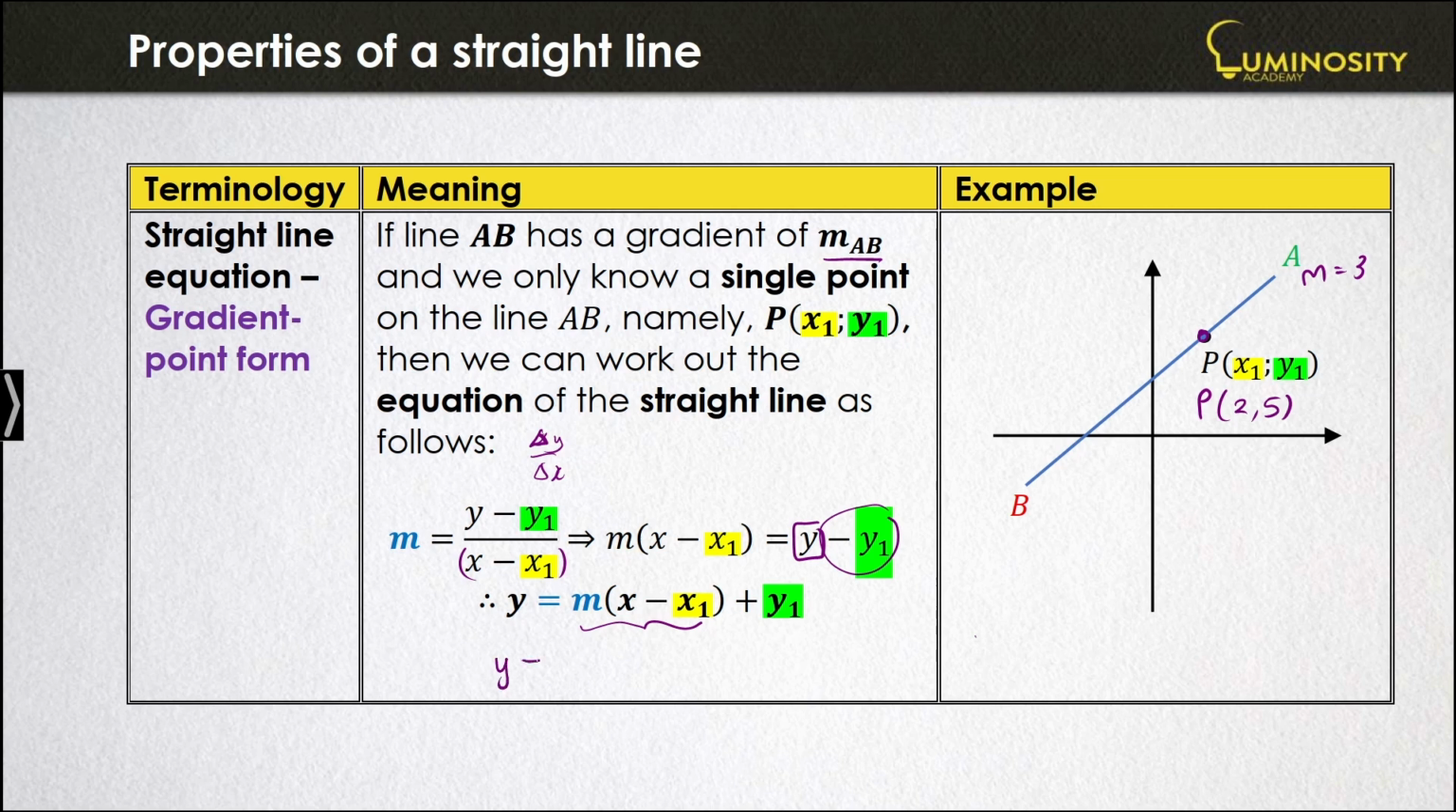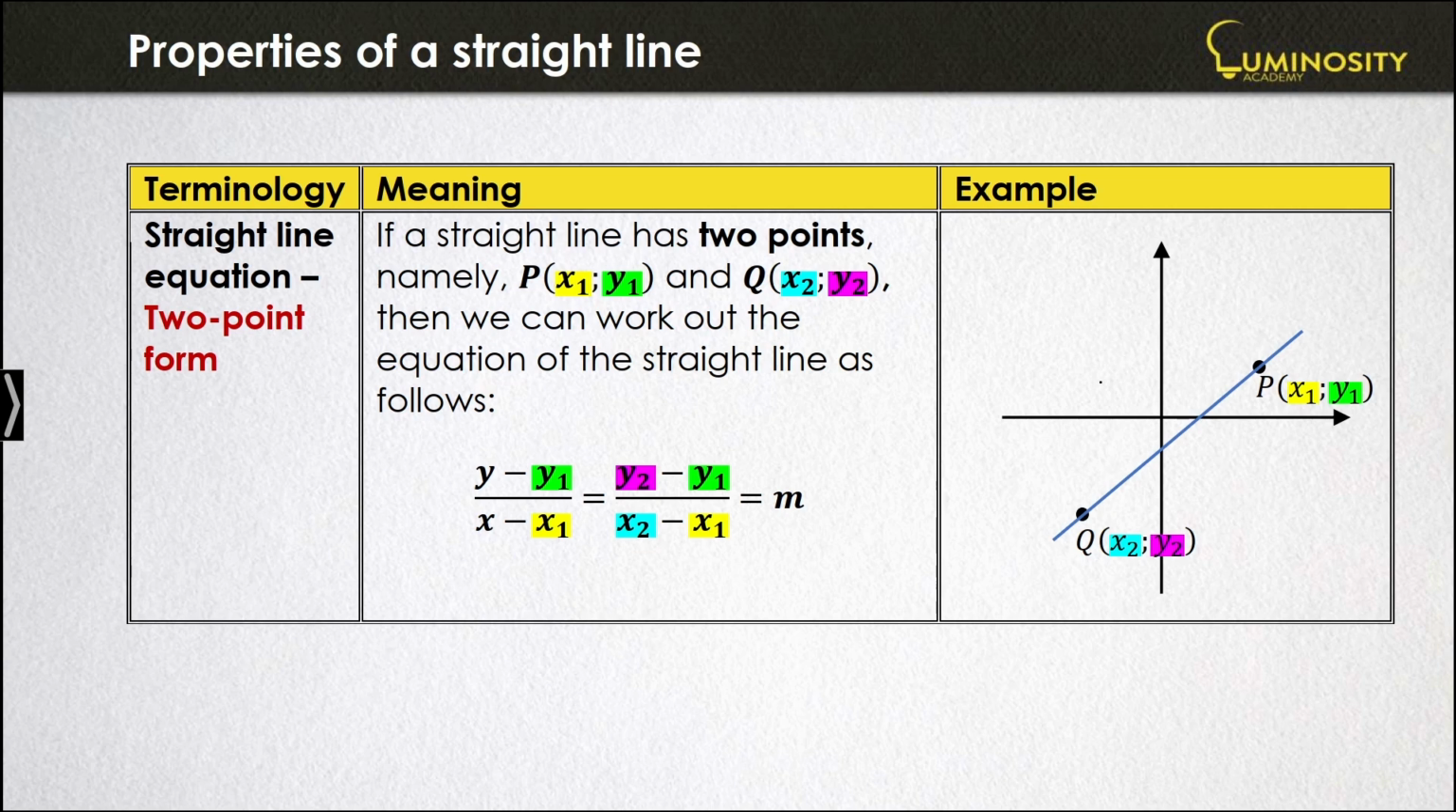So it'll be y equals the gradient 3 times x minus x1, which is 2, plus the y1, which is 5. And if we distribute that out, we'll have 3x minus 6 plus 5, and we'll have 3x minus 1. And that will be the equation of that straight line. Okay.